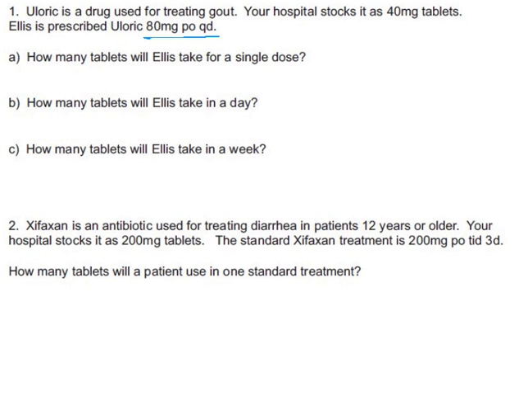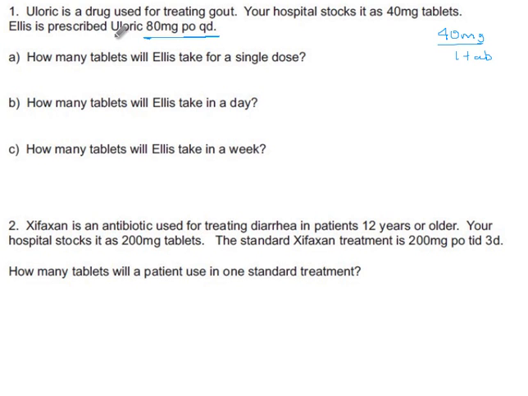Uloric is a drug used for treating gout. Your hospital stocks it as 40 milligram tablets. So, at some point, probably we're going to end up using the fact that there's 40 milligrams of medicine in one tablet. We'll just hold on to that for now. Ellis has prescribed Uloric 80 milligrams PO QD.